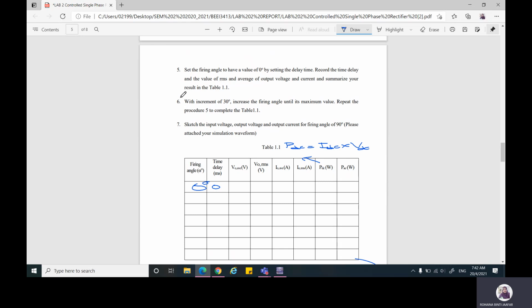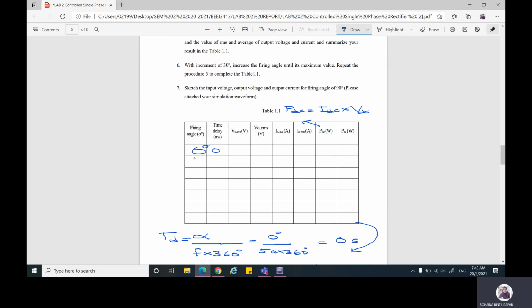procedure number 5, and then for procedure number 6, with increment of 30 degree, increase the firing angle until its maximum value. Repeat the procedure 5 to complete the table 1.1. Okay, so you can fill in your table but with the 30 degree increment. So start from 0. So at 30 it will be 30 degree, 60 degree, 90 degree, and then 120 degree, 150 degree, and last one 180 degree.